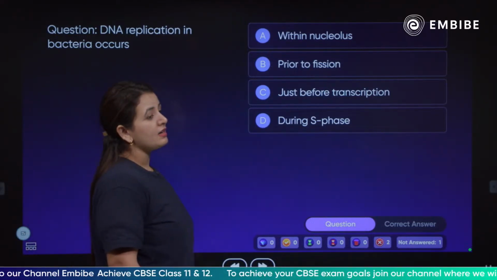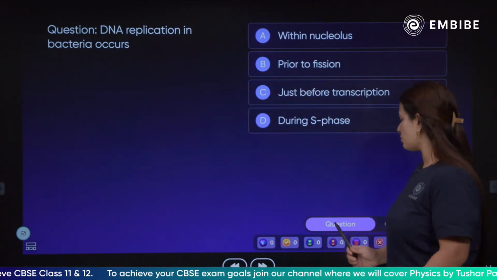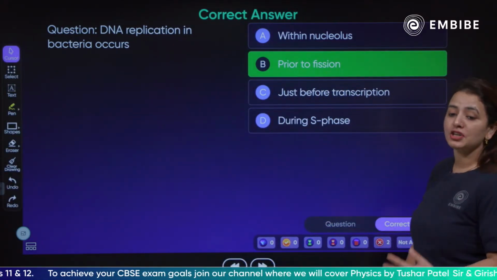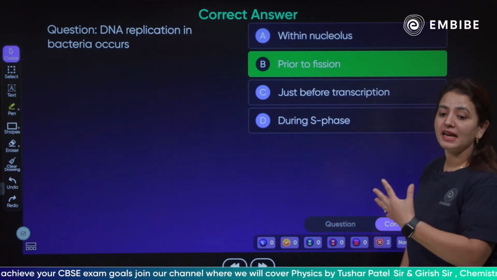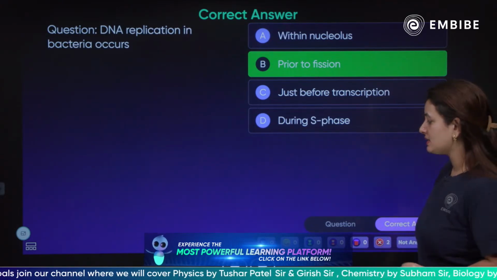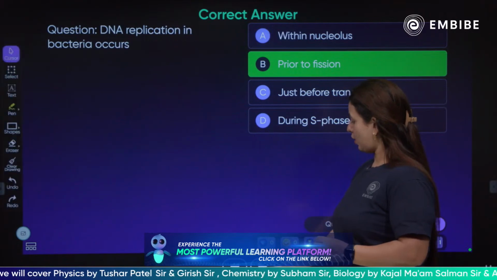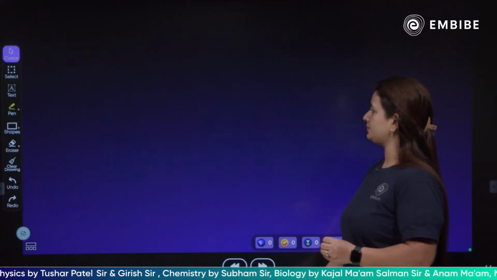Yes, of course, children. Whenever there is a replication, it has to be done before the cell undergoes the division. So, before the fission takes place, before the bacteria divides into two, the DNA replication should take place. Very simple, a very simple answer. I will clearly give you the hint also.